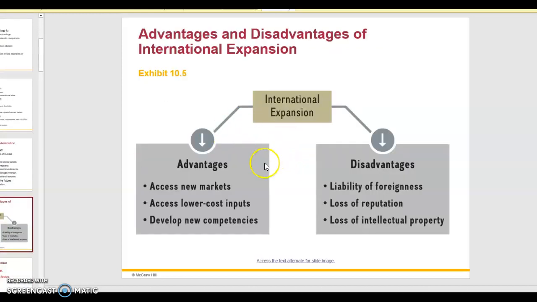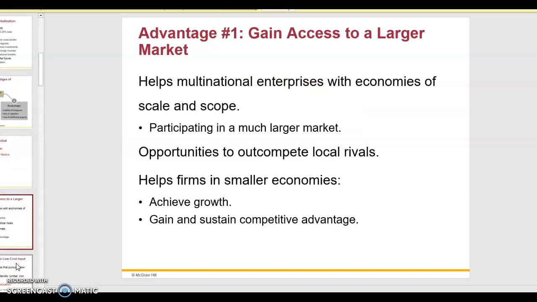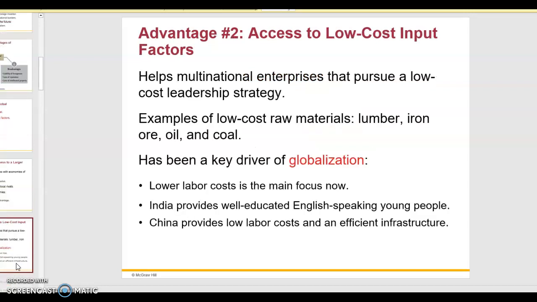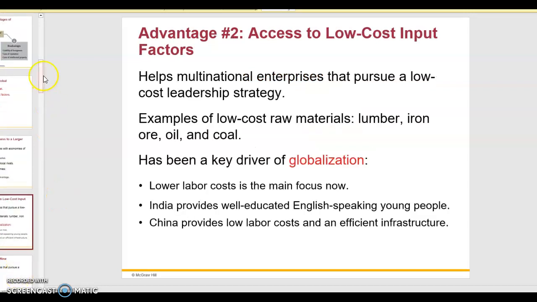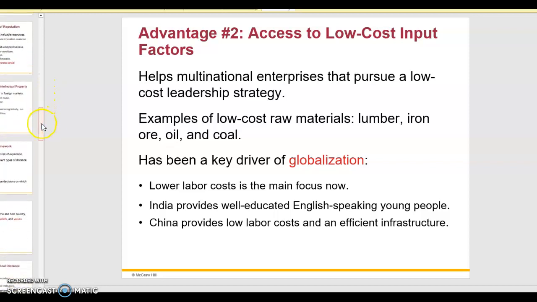So international expansion, I'll show you the advantages and disadvantages of that. You have advantages of going global. Sometimes it's a good thing for a company to do that. Sometimes it's not. You need to know exactly when to do it and when not to do it. This is just going through all the advantages and disadvantages.